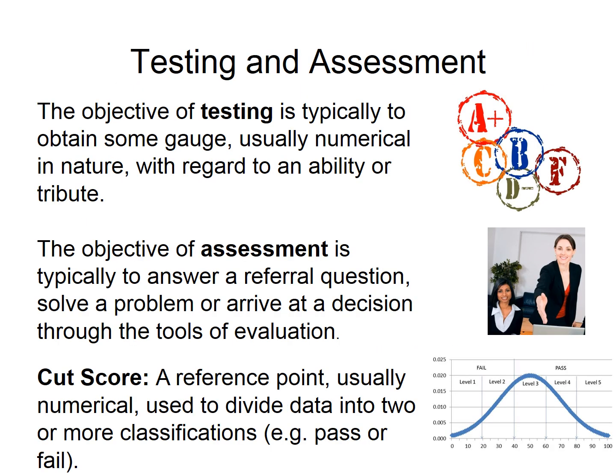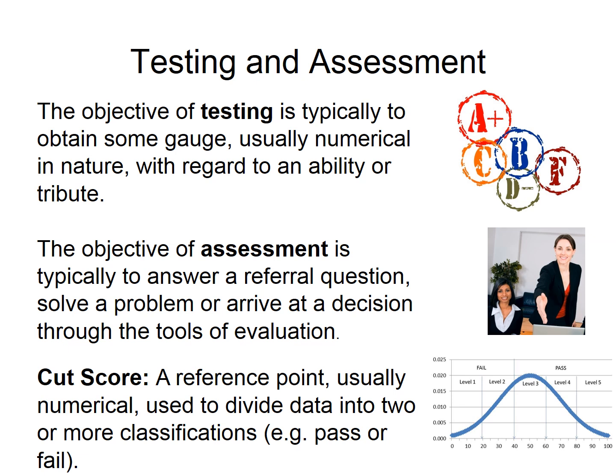Again, the objective of testing is typically to obtain some gauge, usually numerical in nature, with regard to an ability or attribute. So basically, we're testing to put numbers and ratings. We're wanting to classify people. In addition to finding out if a measure is reliable, we get the same result multiple times, and valid, it's actually measuring what we're expecting it to measure, we also want to make sure that we're getting variability in our testing. In other words, we want to be able to distinguish between top performers, medium performers, and bottom performers on whatever that trait is, or the people that have less of the trait, a moderate amount of the trait, or more of the trait.